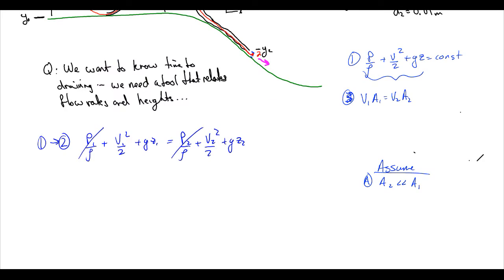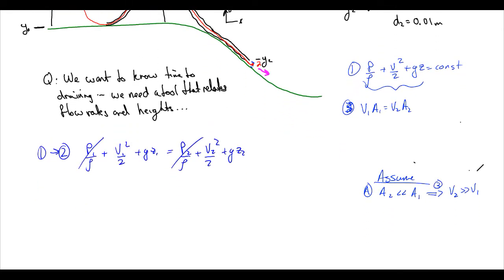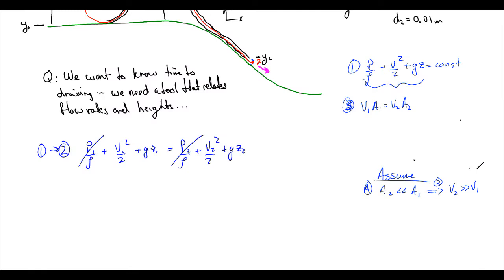From equation 3, we can tell that V2 is much, much greater than V1. And if we're going to square something that's much, much smaller than something else, we can essentially neglect it. So we're going to neglect this due to assumption A. Great. So now we have g z1 = V2 squared over 2 + g z2. We know Z1, we know Z2. We don't know V2, but we can solve for it.